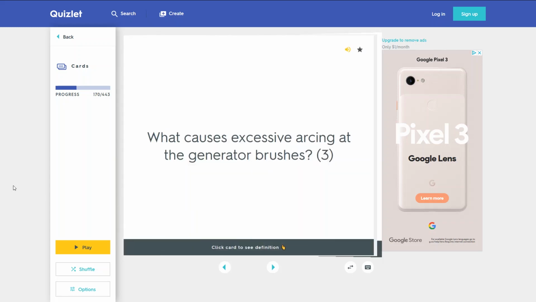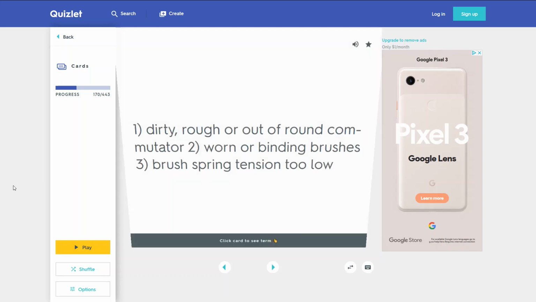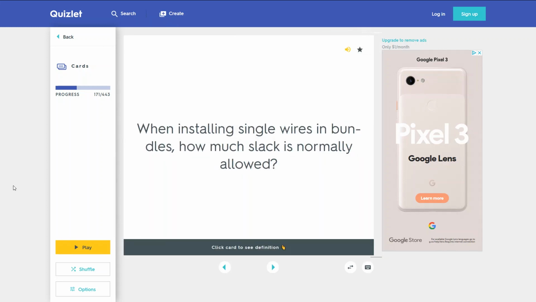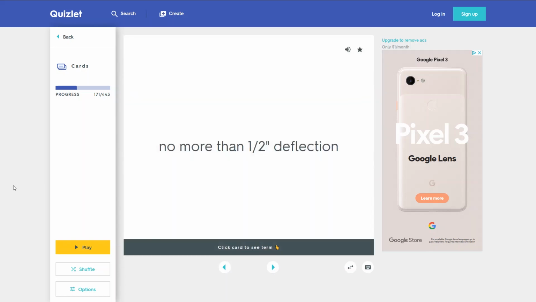What causes excessive arcing at the generator brushes? 1. Dirty, rough or out of round commutator. 2. Worn or binding brushes. 3. Brush spring tension too low. When installing single wires in bundles, how much slack is normally allowed? No more than 1/2 deflection.